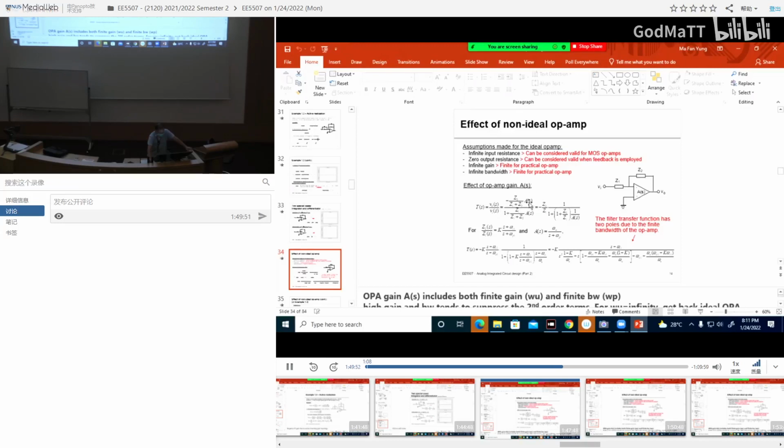So now we can say, for Z1 and Z2, if you assume it's a bilinear, there'll be one zero and one pole. And now for our real op-amp, we will also assume that there's finite gain and also finite bandwidth. So you ask me, in this expression for the real op-amp, where is the gain? Can anybody tell me where the gain is in this equation?